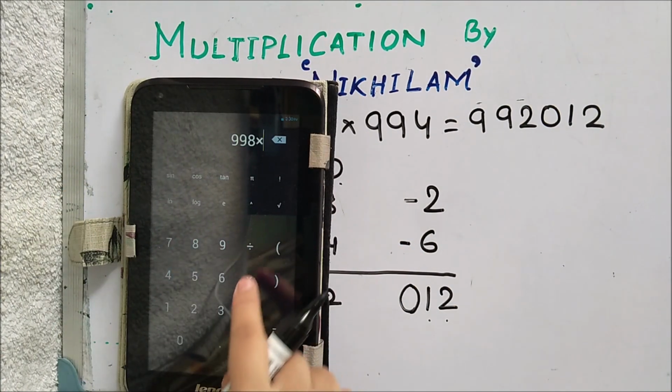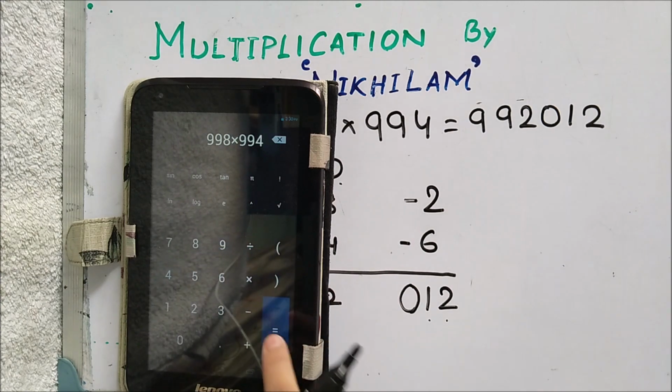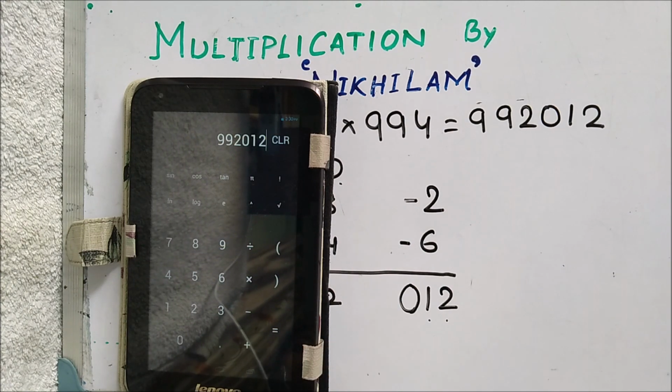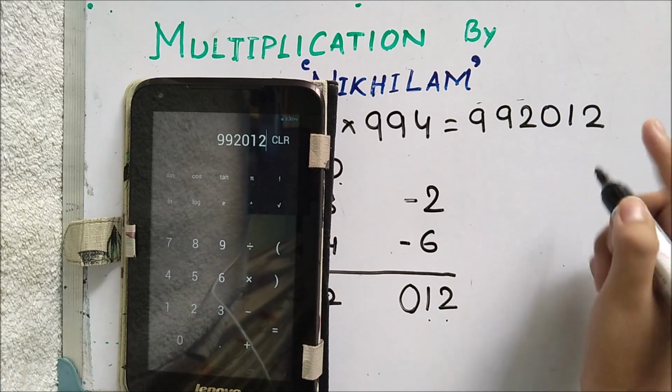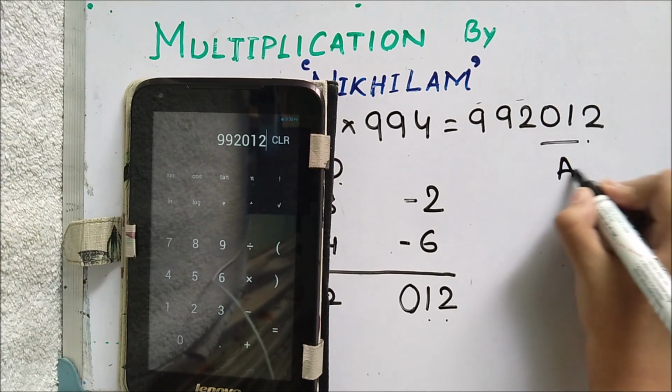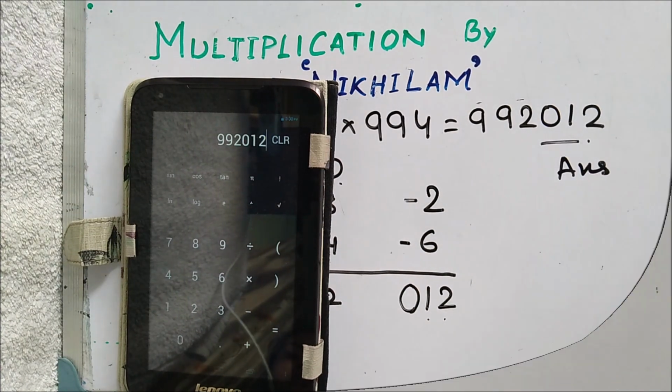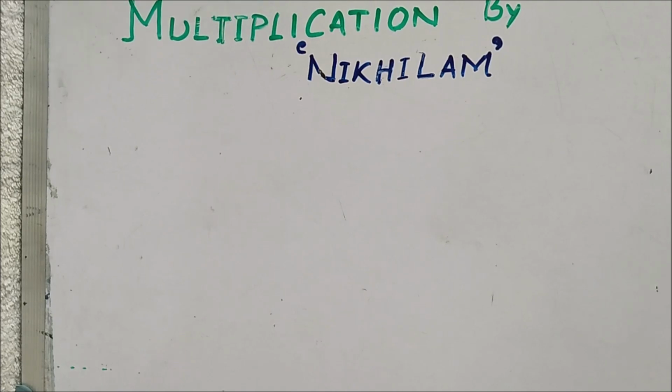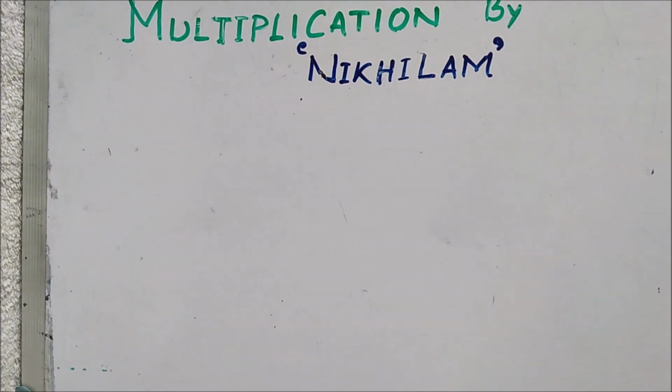Let us check whether our answer was correct or not. 998 into 994 is equal to 992012. Hence our answer was absolutely correct. Previously we had been discussing numbers lesser than the base. Now we will learn the process of calculating multiplication of numbers which are more than the base.